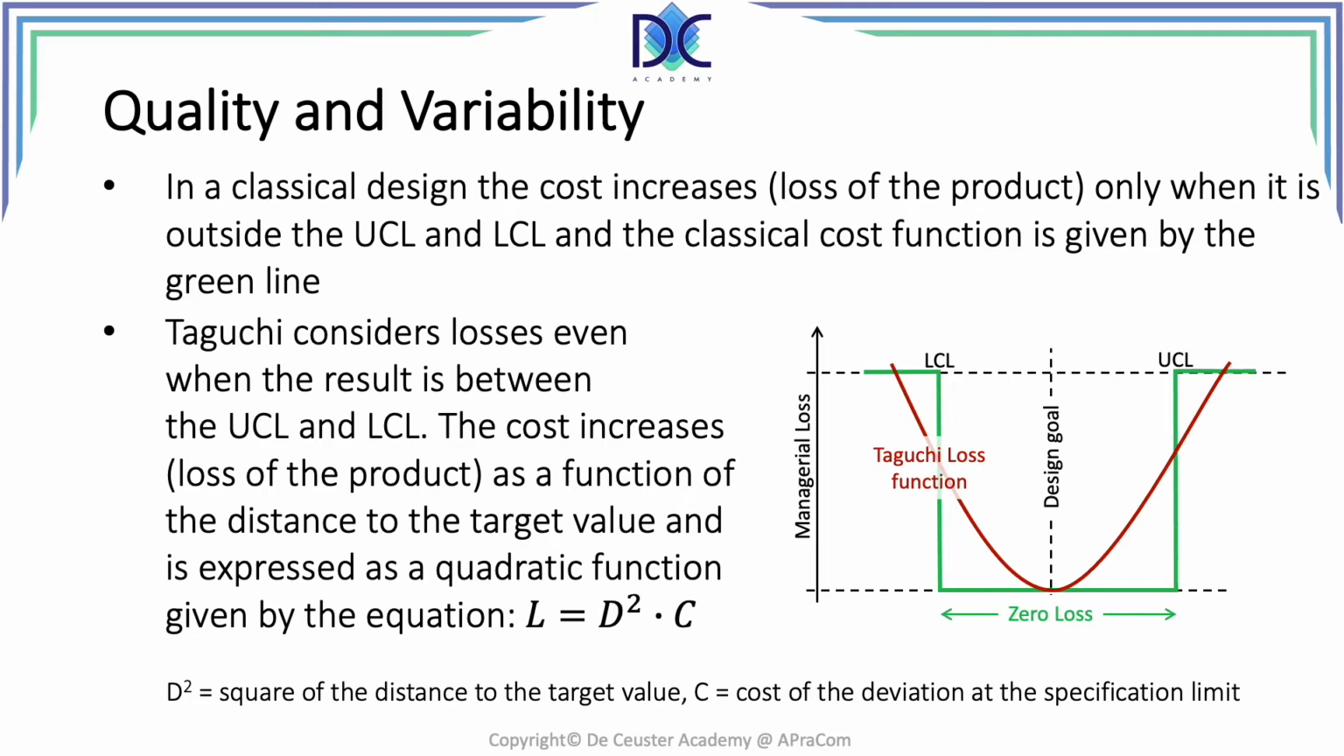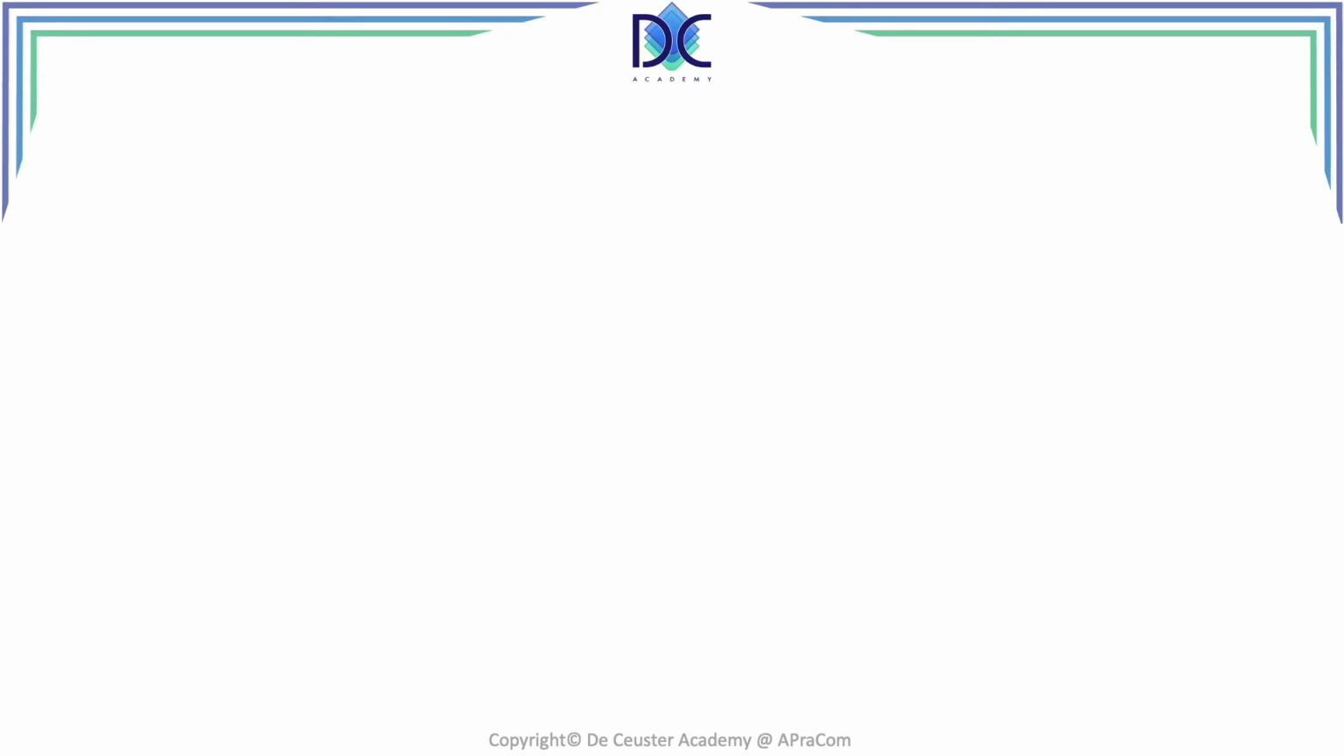Now, we're going to apply this in an exercise, and there are different things that we have to do. First of all, we have to find the cost of the deviation at that specification limit. So that's the first thing to do. Once we have that, we can write the Taguchi loss function, and then we can do a calculation with some real numbers. So let's have a look at our example here.